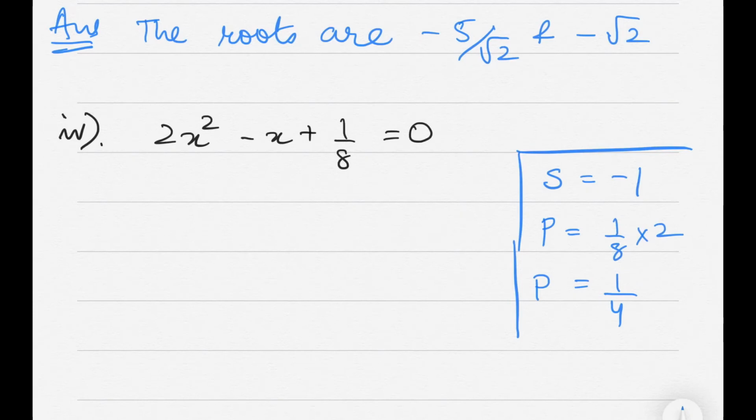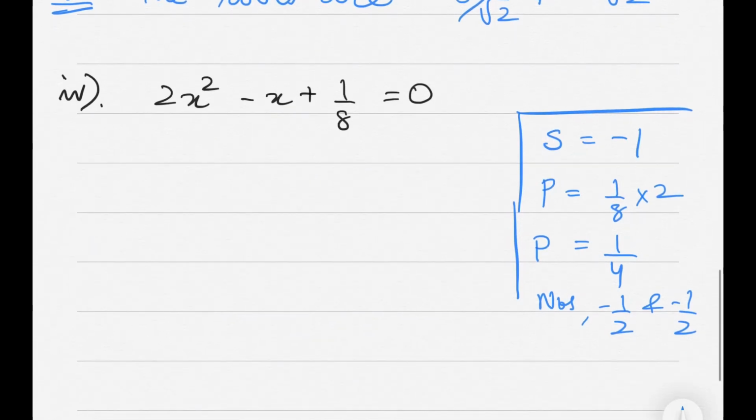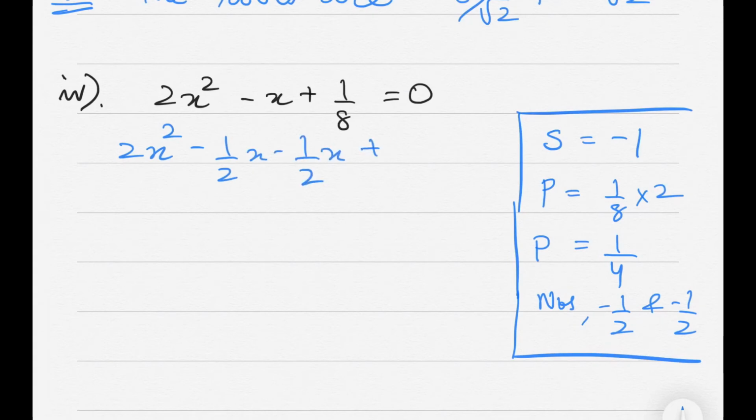Product is 1 by 4, so I can take half into half. Would that give me the answer? So half into half will give me this, and with minus half and minus half, yeah. So I can take my numbers as minus half and minus half, right? So if I multiply, I'll get 1 by 4 and the sum will be minus 1, right? Half and half will become 1. So now let me substitute the value, splitting the middle term, right? So 2x square minus half x minus half x plus 1 by 8 is equal to 0.